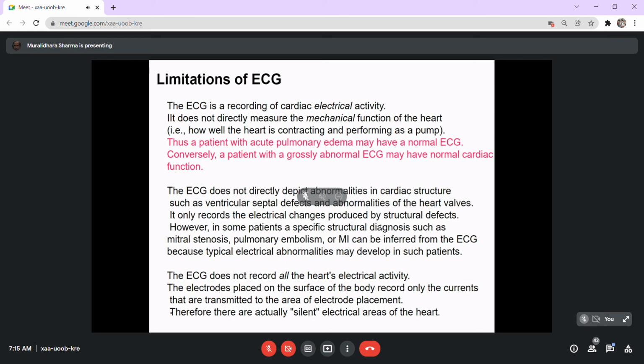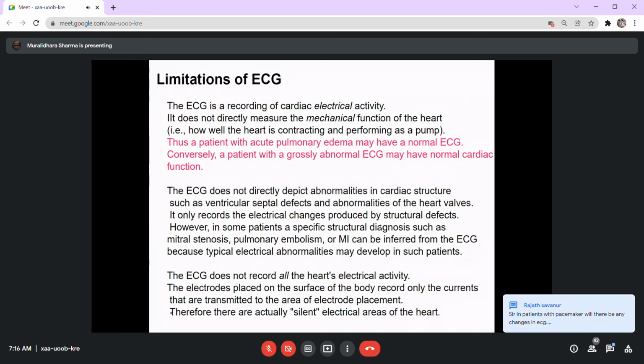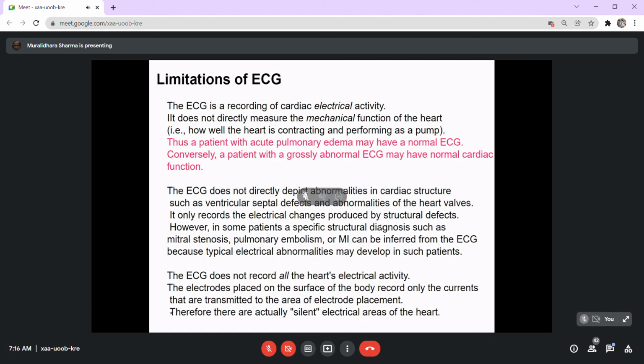This is one I have told in the beginning also. The electrodes placed on the surface of the body record only the currents that are transmitted to the surface of the body, but there are many other structures in the body which produce current. Every skeletal muscle produces electrical current, and hence whatever you record as the ECG is only the resultant effect of all these noises. You will have all that noise, and the current produced from the heart is considered the loudest of the noise, and you record that. Hence, there is always a scope for confusion, and this has severe limitations.